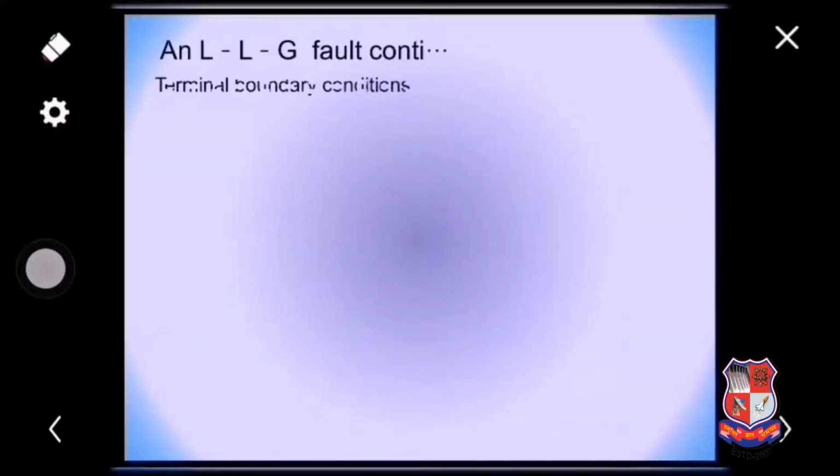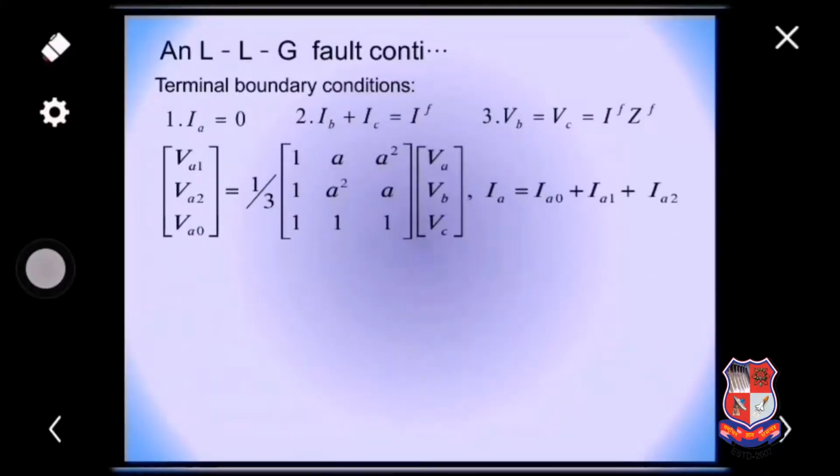So let us put all these three boundary conditions: IA equal to 0, IB plus IC is equal to IF, VB equal to VC equal to IF into ZF. Now let us deploy symmetrical components transformation for voltages and currents. Here IA is IA0 plus IA1 plus IA2. Now the first boundary condition is IA equal to 0.